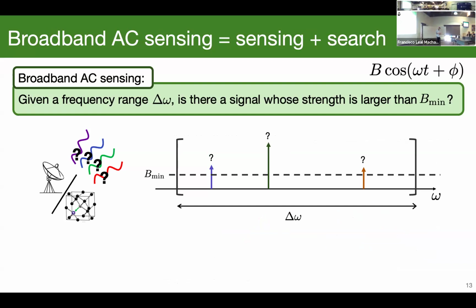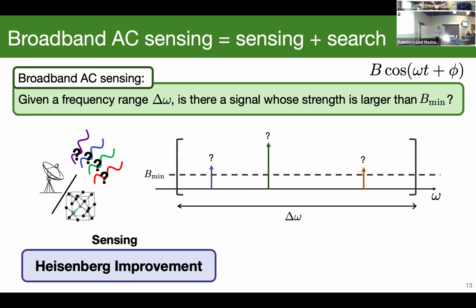And why is this problem particularly amenable to having some form of enhancement in this particular setting? The key is that you can think of this problem as a combination of two problems. One is that you have to sense the signal. Fundamentally, you have some outside signal, and you have to make sure that you're able to detect very small values of the signal strength, because you want this B to be as small as possible.